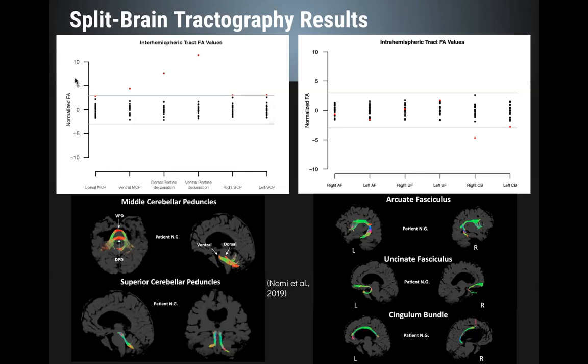In this graph, the y-axis is the normalized FA, and these lines represent 3 standard deviations, either above or under. If you're past that point, then it's considered a significant difference in the FA score. We did this for the middle cerebellar peduncles, superior cerebellar peduncles, which are shown down here, and for the interhemispheric and intrahemispheric tracts, which go front to back, such as the arcuate, the uncinate, and the cingulum. For the cingulum here, we actually see a lower FA score, which is indicative of possible damage done during the surgery. So in our study, we expect not to see that value anymore.